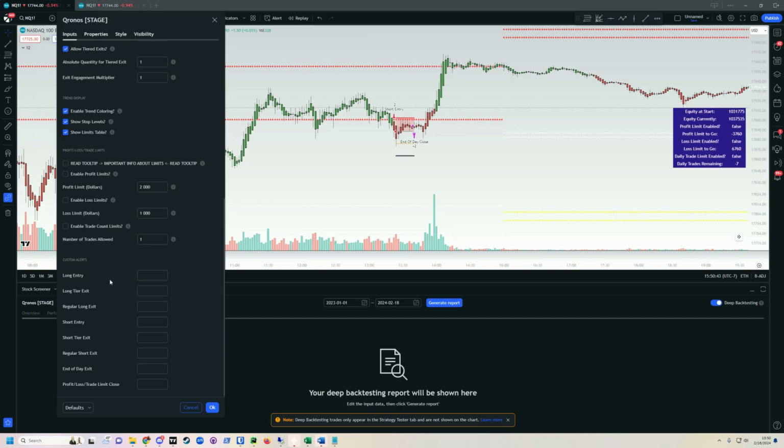All right, and then finally down here we have custom alerts, and this is where we're going to get into how to set up the alerts for tiering on the prop trader software. And now again, if you are running different API software, then that is going to be up to the syntax that they provide. This section is only for the prop trader.